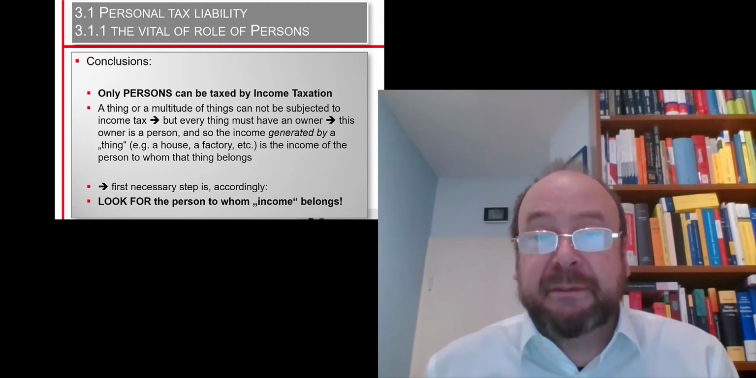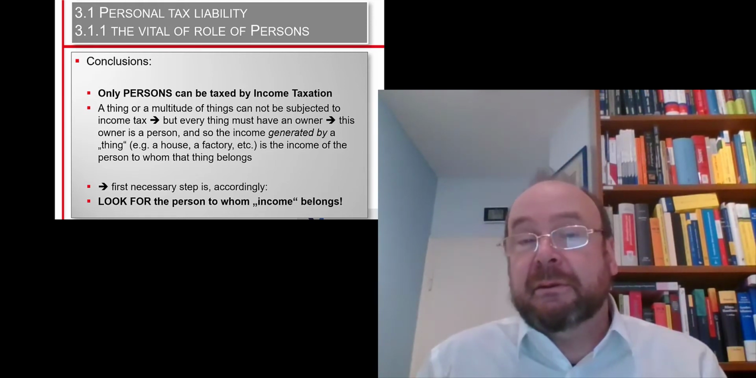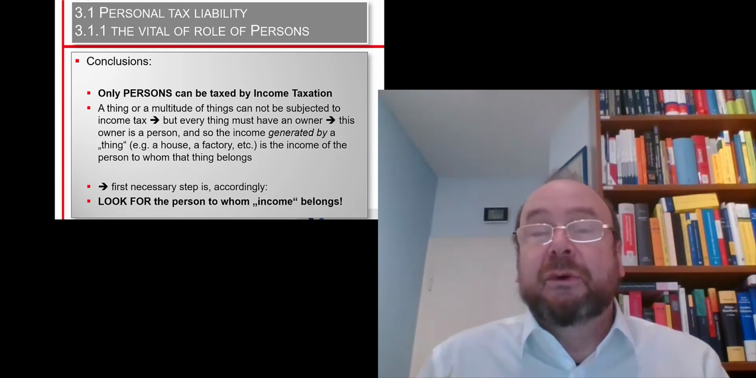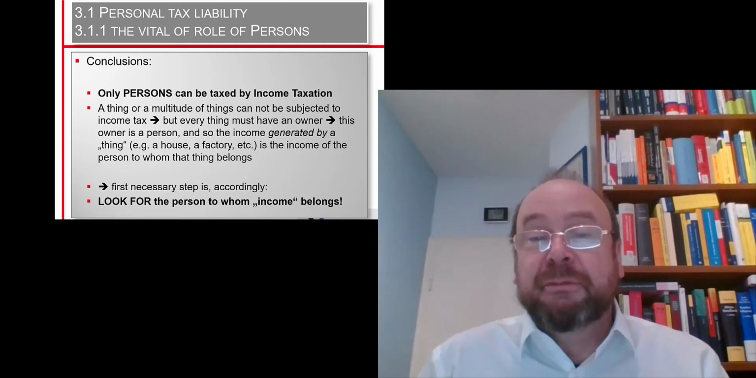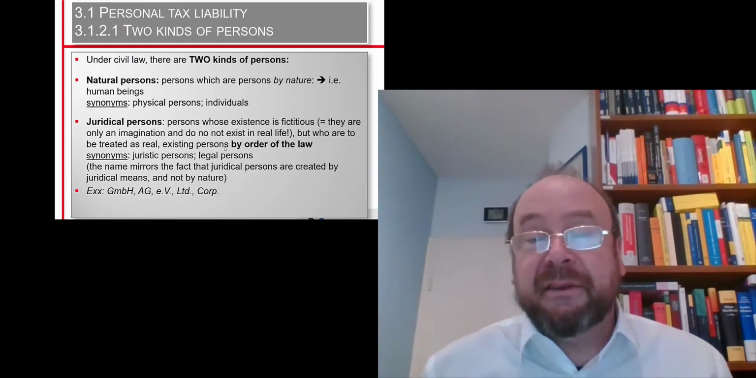So the first step is always, when you see there's money around, somebody or money is paid, the first step will always be, who is made richer by that? To whom does this income belong? So look for the person behind the event.